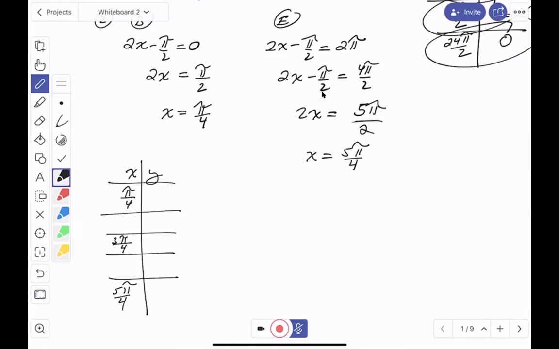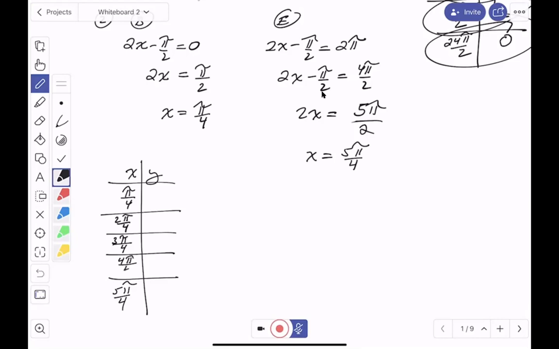Okay. Then what are you going to do? Add those two numbers together. That's going to be 4 pi over 4, and divide by 2. What do you get? 2 pi over 4. All right, now let's get the other center. That's 3 pi over 4 plus 5 pi over 4. That's 8 pi over 4. And divide by 2, you get 4 pi over 4.